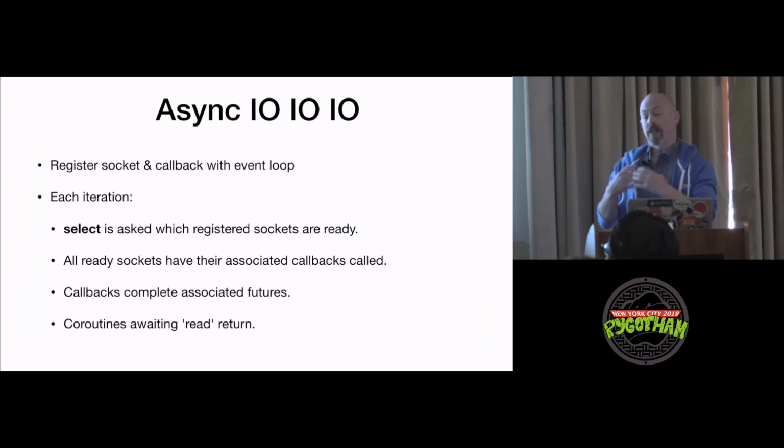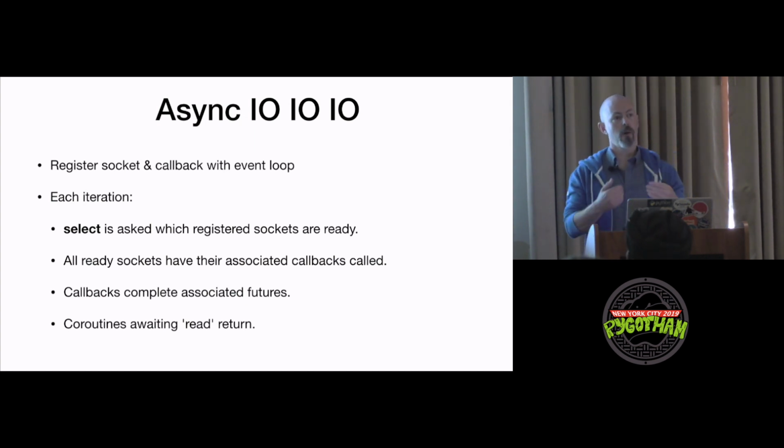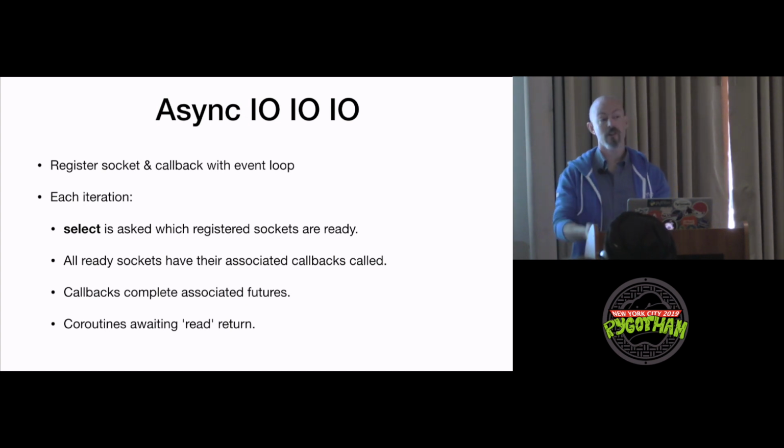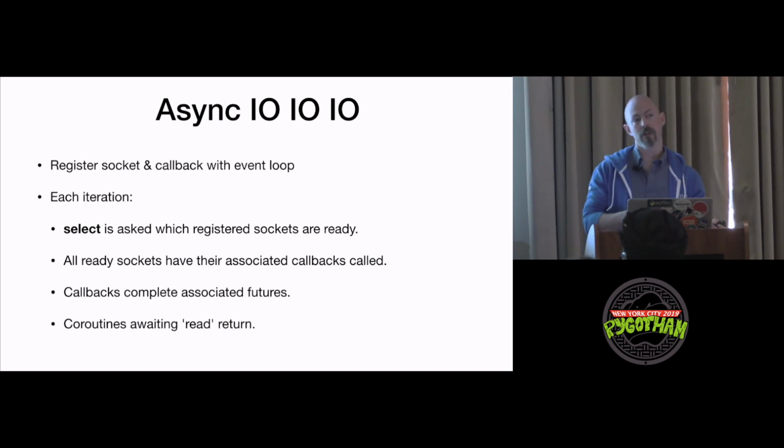And behind the scenes, the way Async IO works with IO is that each time you create a socket or a file handle through your event loop, it registers that with the event loop. And then each time you run through the event loop, it calls select with those handles to just find out which ones are ready. And if any are ready, it schedules a callback for this time through the event loop to just deal with that file handle.